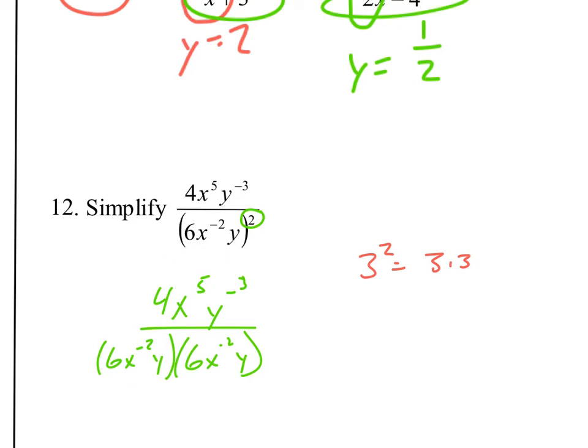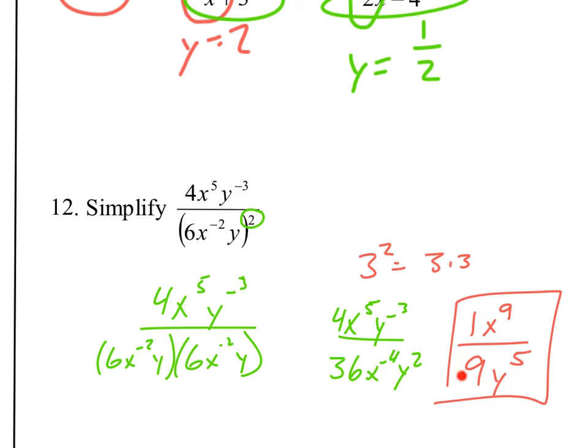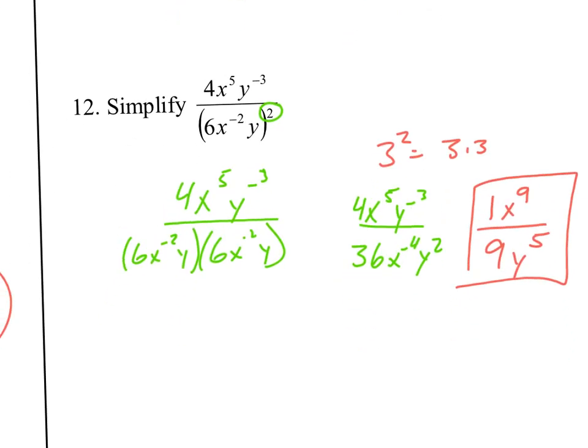So if we simplify that out now, the top stays the same, but the bottom, 6 times 6 gives you 36, x negative 2, x negative 2 gives you x negative 4, and then y squared. And the last thing that we need to do is move these negative exponents to the top and bottom, so that way they become positive. And my final answer is 1 over 9, because 4 divided by 36 gives you 1 over 9. The y negative 3 goes to the bottom, the x negative 4 goes to the top, and we can combine them to get x to the 9 and y to the 5.